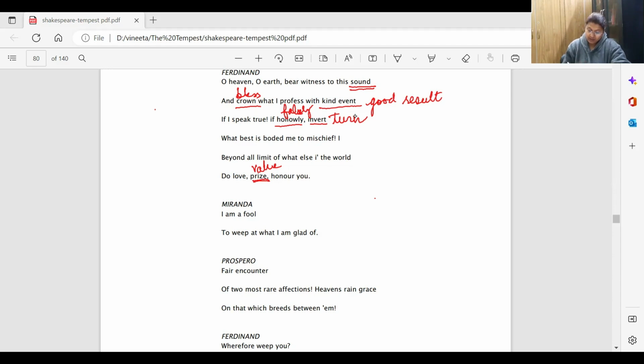It's a fair meeting of two most rare affections. He calls it the two most rare affections, rare love. Heavens rain grace on that which breathes between them. And then he prays, heavens rain grace on, grace means blessing. He prays the heaven to pour blessing on that which is breeding between them, which is taking birth between them. And what is that which is taking birth between them? Is the pure, true love.